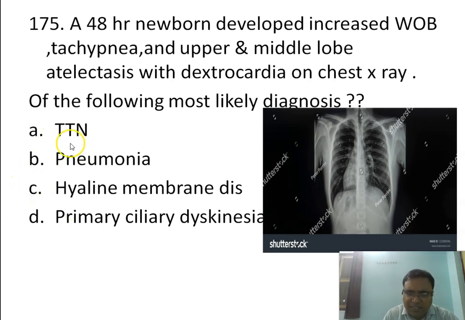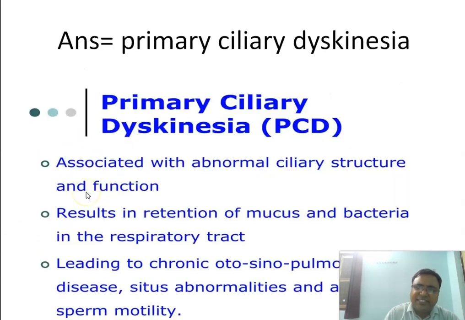Is it TTN, transient tachypnea of newborn? Is it pneumonia? Is it hyaline membrane disease? Is it primary ciliary dyskinesia? As you know, in TTN we get features immediately in the newborn. Then why at all would we get dextrocardia? Why at all would we get atelectasis? So this is not TTN. Pneumonia and hyaline membrane disease, same. Dextrocardia is the clue point, and it does not fit with these three. So the answer is primary ciliary dyskinesia.